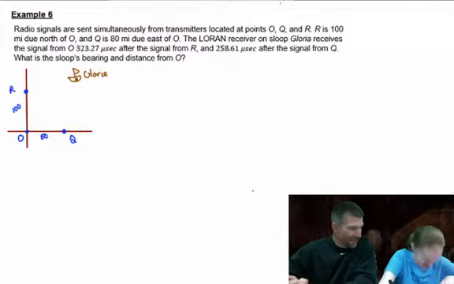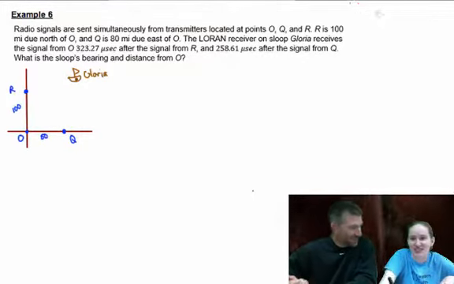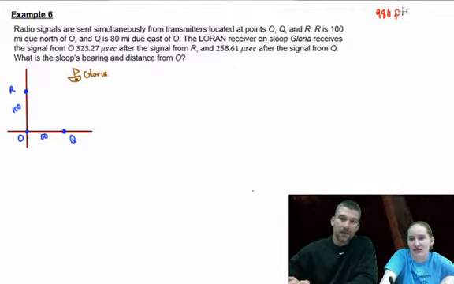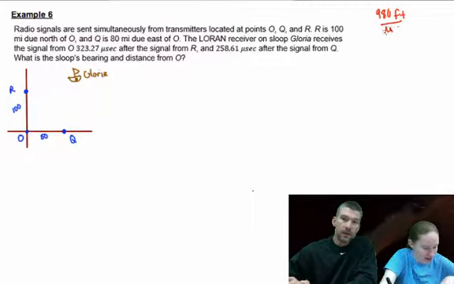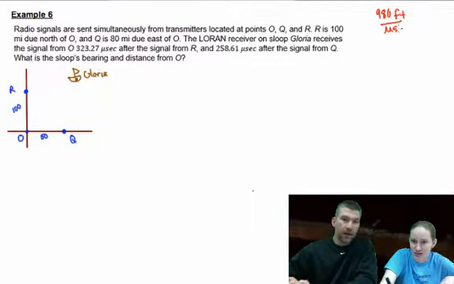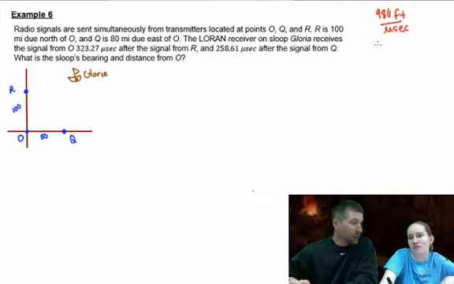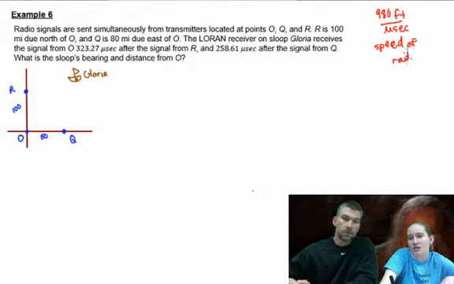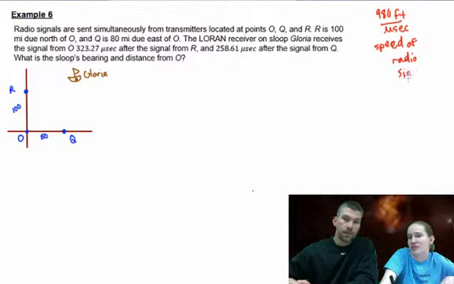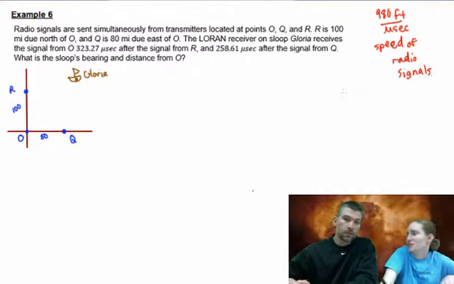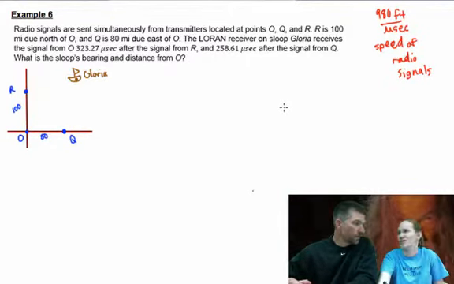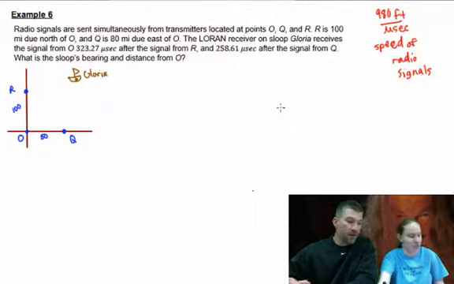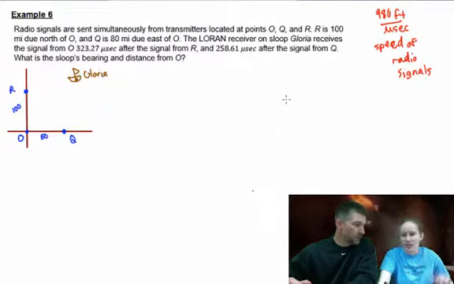One thing that we do need to know is that there are 980 feet per microsecond. That's a mu right there, by the way, the Greek letter. That is how fast radio signals travel, which is pretty quick. Radio waves travel as fast as light.